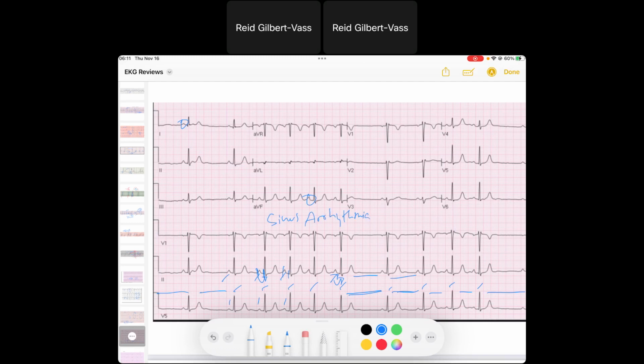This is due to changes in respiration. Whenever we increase the intrathoracic pressure by breathing in, we change the parasympathetic and sympathetic drive on our heart. So when we breathe in, we increase intrathoracic pressure, we have a decrease in preload, and we actually decrease our heart rate on our inhalations. So that's what's driving our sinus arrhythmia.